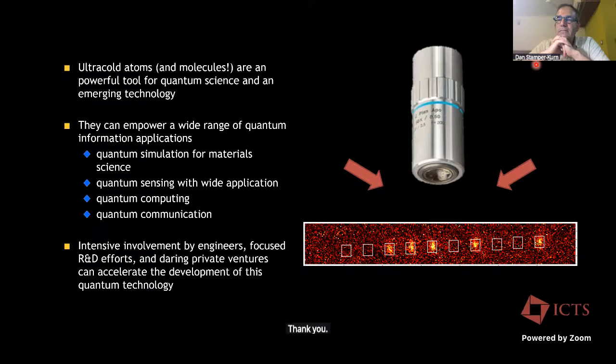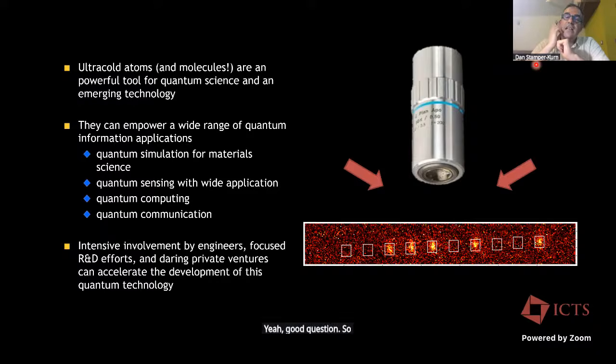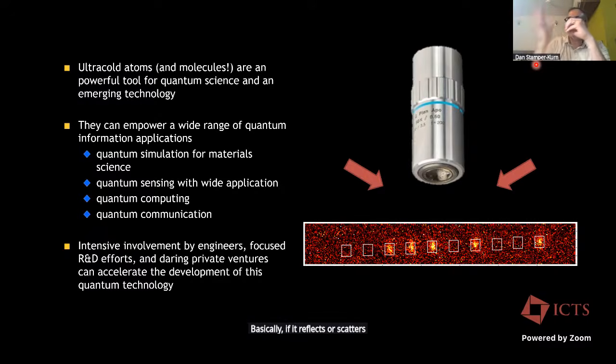Thank you, Professor. And we have another question from Darshan Rajesh. He asks, how exactly does an optical lattice work? Is the force that holds the atoms in place within the lattice due to the radiation pressure? Yeah, good question. So it's not exactly radiation pressure that holds on to the atom. Radiation pressure is the scattering of light by an atom. If an atom reflects or scatters light, it receives this photon pressure. That's not exactly what's going on.